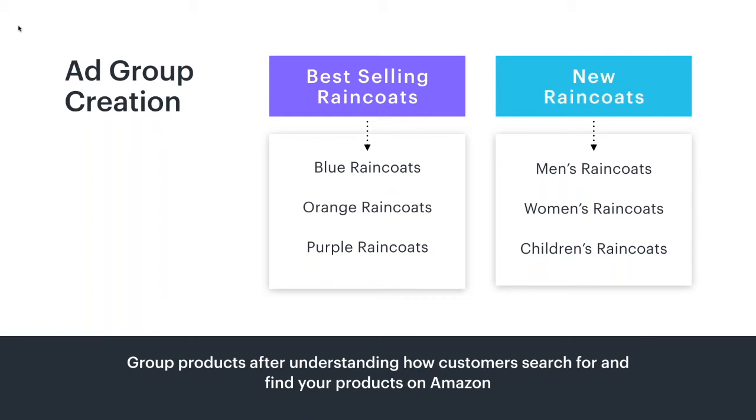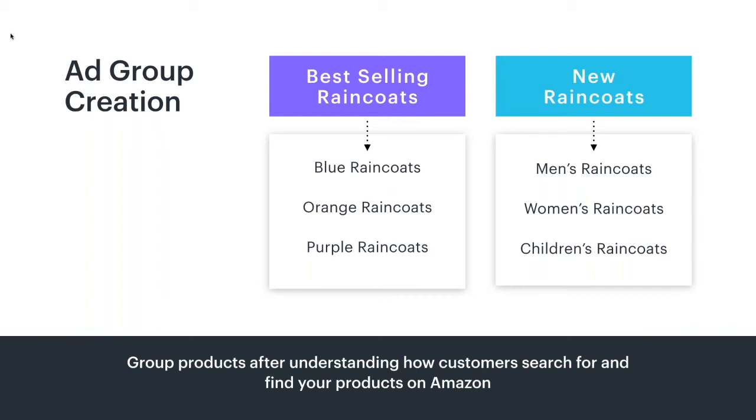Right. And an easy way to do this that not a lot of people take advantage of, in my opinion, is to group your products after gaining some insight into how people are actually searching for them and clicking on them using your ads. And you do that by using the search term report.